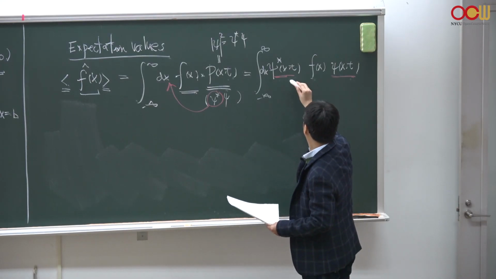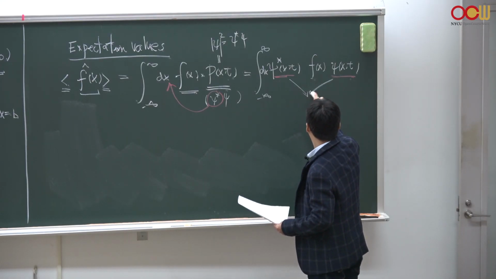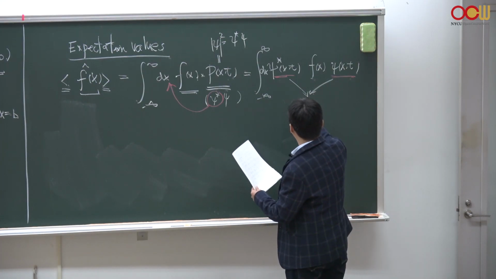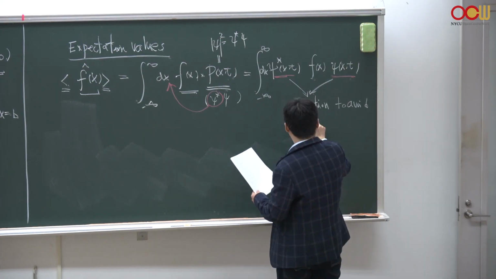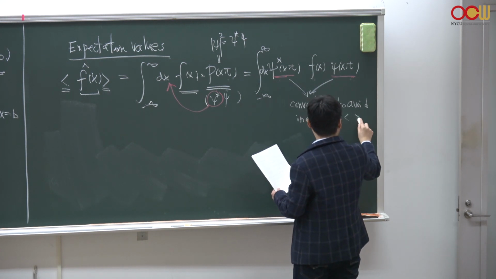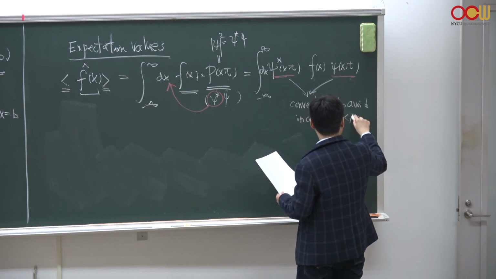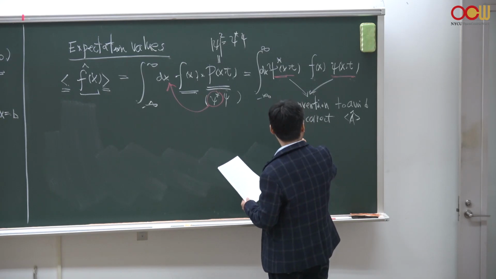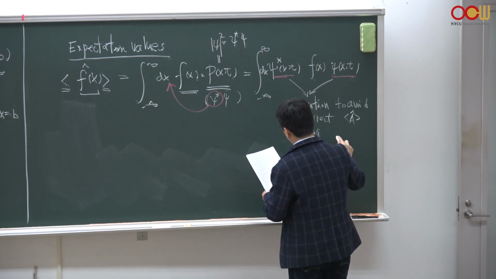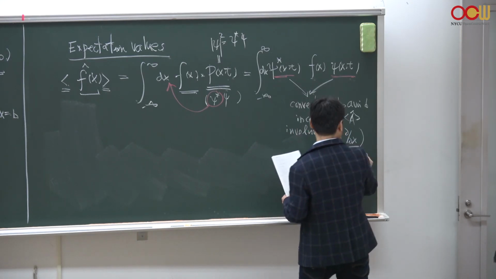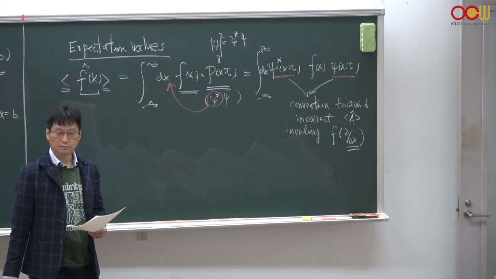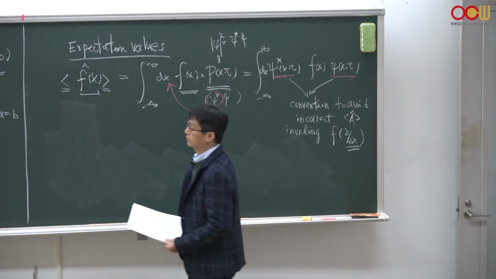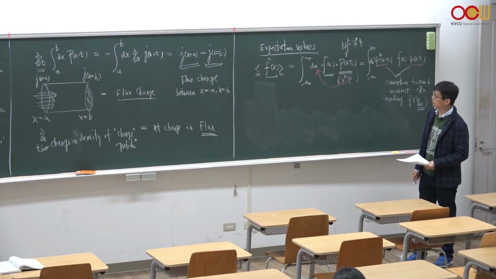And this is a convention to avoid any incorrect evaluation of the expression value, in particular involving the derivative of x, which we'll discuss in just a moment. So this f of x is any quantum mechanical operator you can imagine.